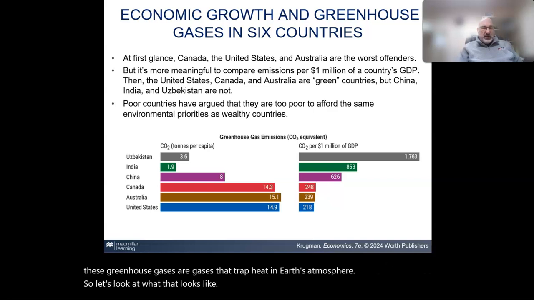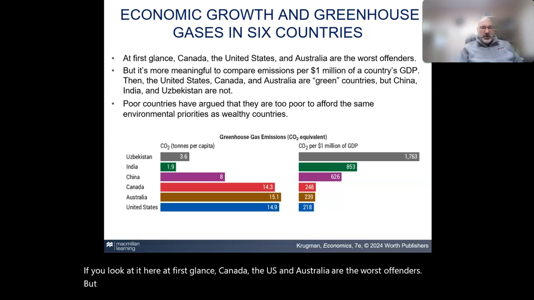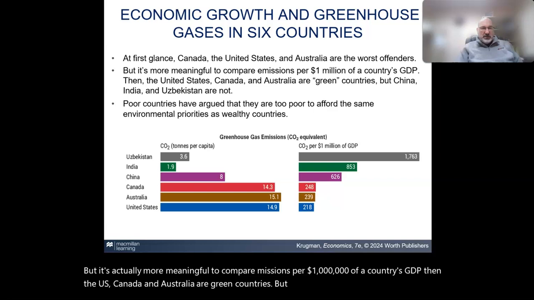If you look at it here, at first glance, Canada, the US, and Australia are the worst offenders, but it's actually more meaningful to compare emissions per $1 million of a country's GDP. Then the US, Canada, and Australia are green countries, but China, India, and Uzbekistan are not.